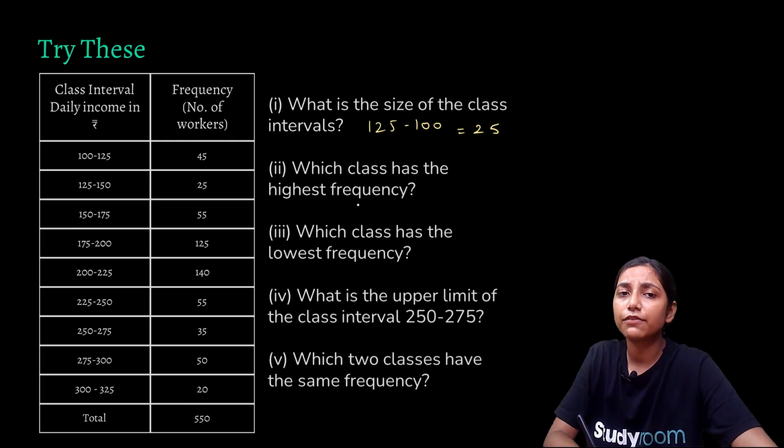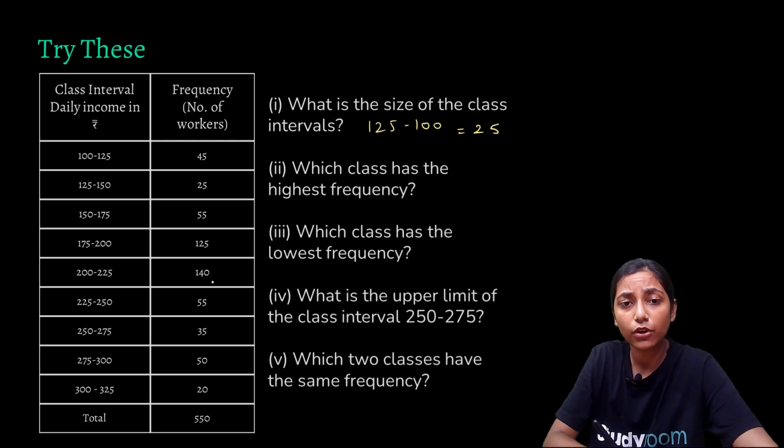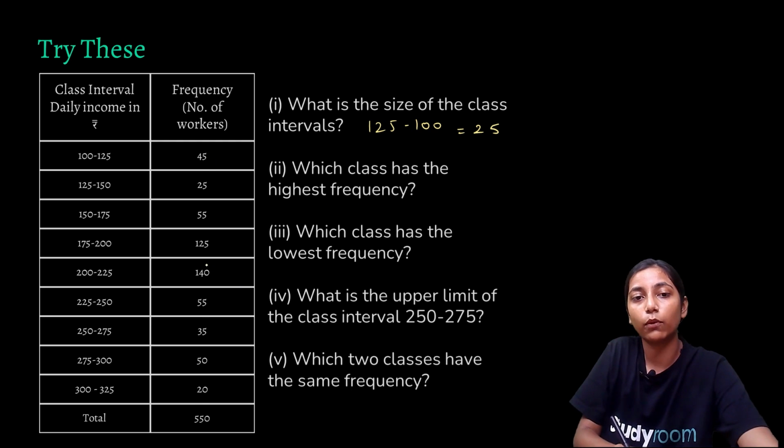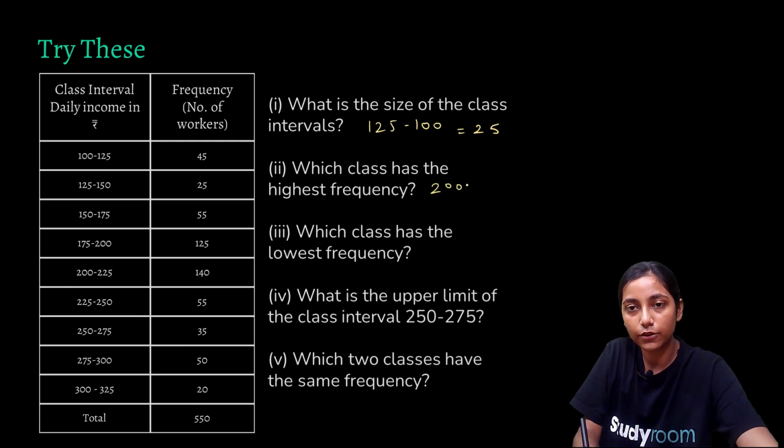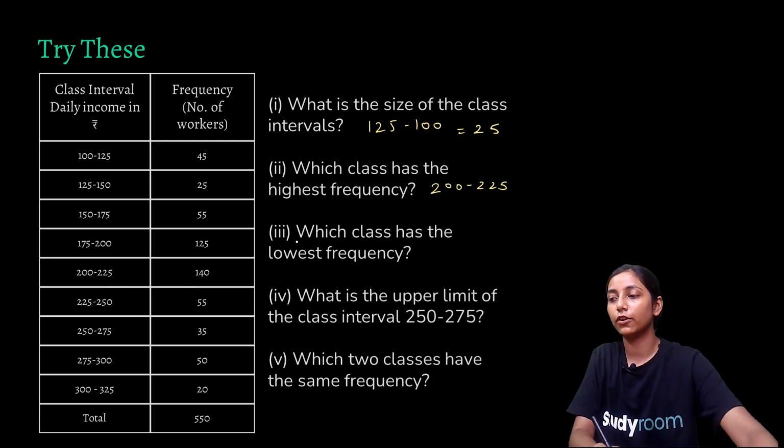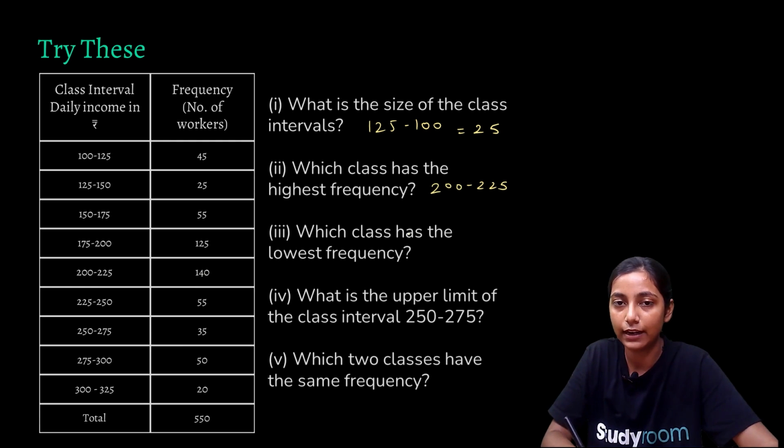Which class has the highest frequency? The frequency is given here: 45, 25, 55, 125, 140 and so on. We can see that 140 is the maximum number. And which is the class corresponding to the value 140? That is 200 to 225. So the answer for this is 200 to 225.